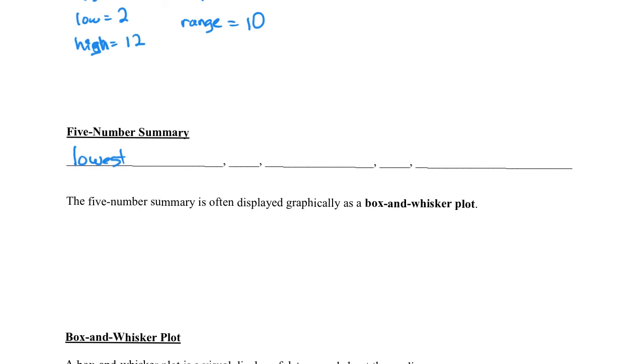One of those numbers is the lowest value, Q1. The median, what do you think goes there? Q2, close, Q3. And then the last one is the highest value. So what we'll do with this 5-number summary is we're going to display it graphically as a box and whisker plot.